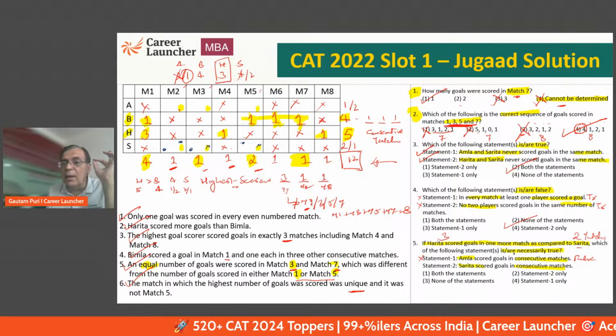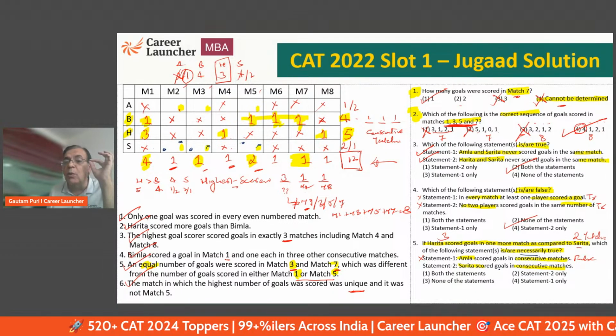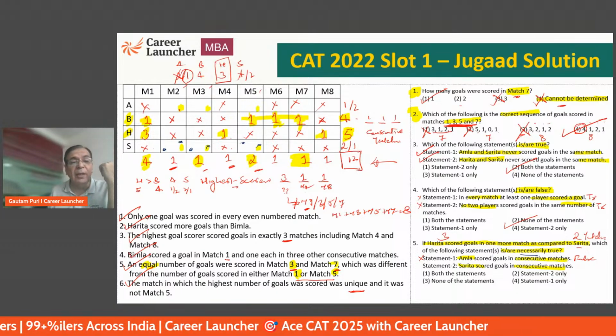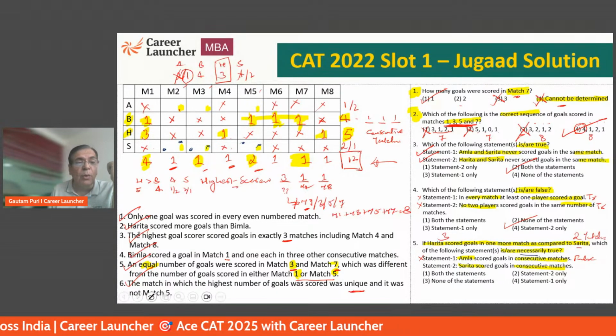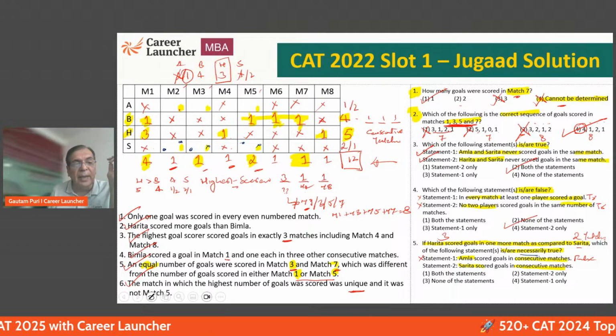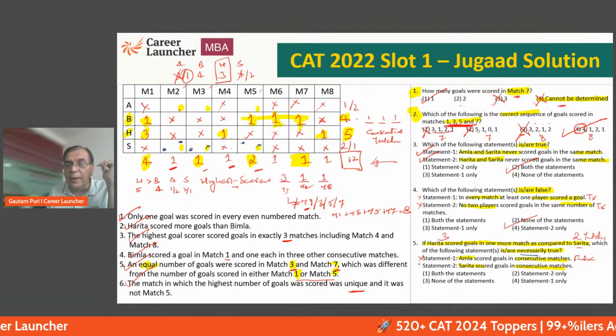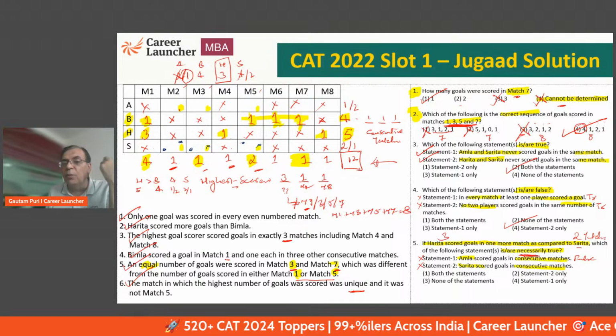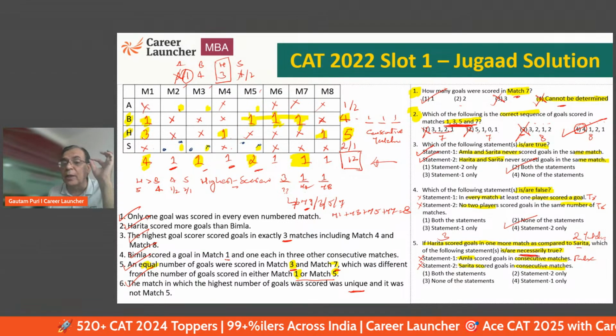So, is it necessarily true that she will score a goal in consecutive matches? No. Only in 1 out of the 3 cases, if she is scoring 2 goals, will she score in consecutive matches. So obviously this statement again is incorrect. That means statement 2 is also false and not necessarily true in all cases. It is true only in 1 out of the 3 cases. So statement 2 also cannot be the answer.